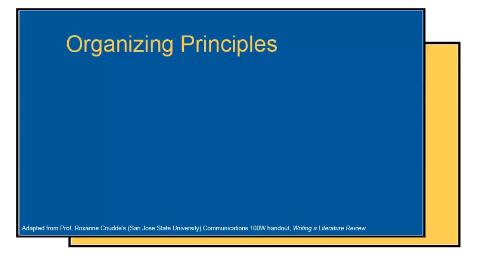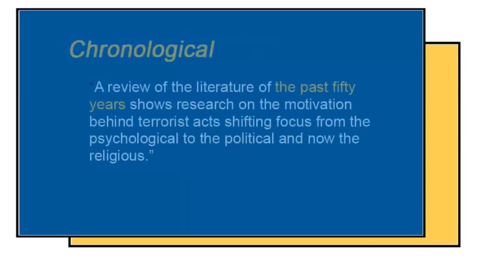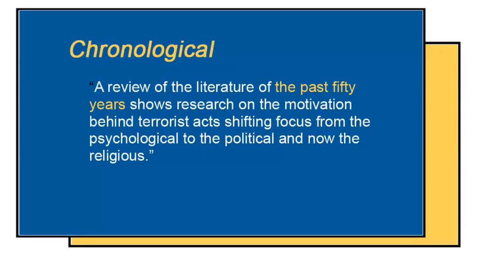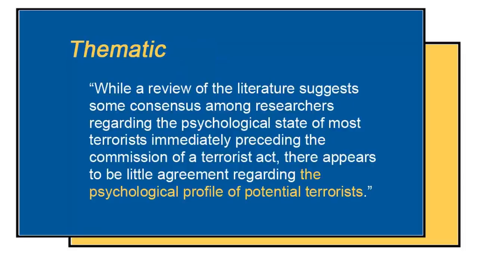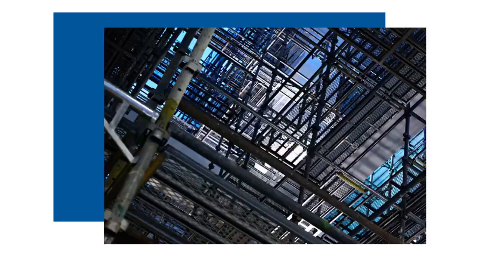The body of your paper can follow several possible organizing principles: chronological, thematic, or methodological. Organizing your sources chronologically means showing how your area of study evolved over time. Take a moment to read the sample topic below. Thematic literature reviews are organized around a particular topic or issue. Read the example below. A methodological approach focuses on the approach the authors take to the subject. Once you've decided on your organizing principle, demonstrate how the articles you've chosen follow this approach.